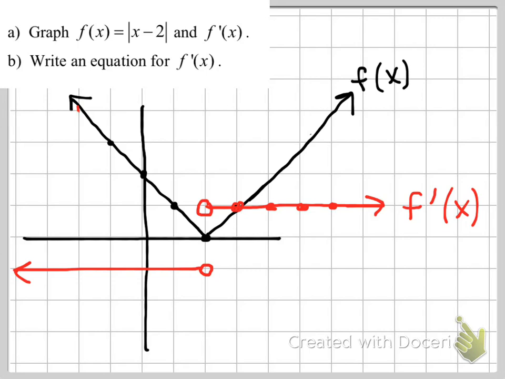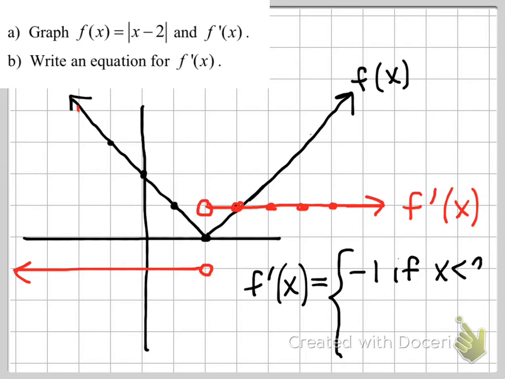Now for part B, we want to write an equation for f prime. So since f prime is piecewise, we'll write a piecewise function. We'll start on the left-hand side, which is a horizontal line of y equals -1. And we know that we'll have that line if the x values are less than 2. So that's taking care of this part of the graph.